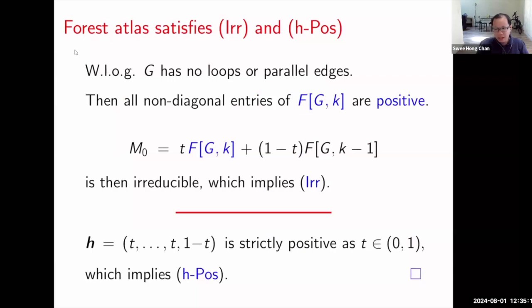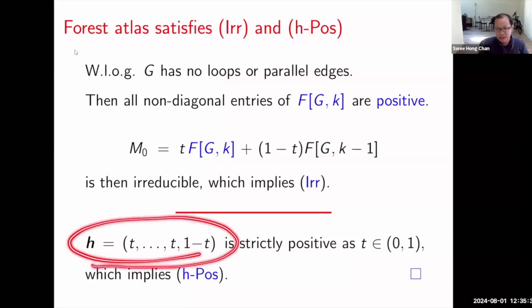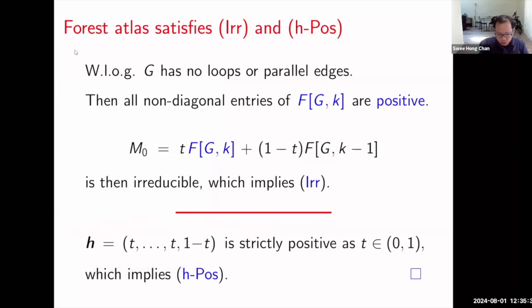So let's see if our atlas satisfies this. And of course, spoiler: yes, they do. First, for H positive, notice that we choose T to be strictly between 0 and 1. That is how we know this vector is strictly positive. And for the atlas, to check irreducibility, we will, without loss of generality, assume that G is simple. So this means that G has no loops or parallel edges.